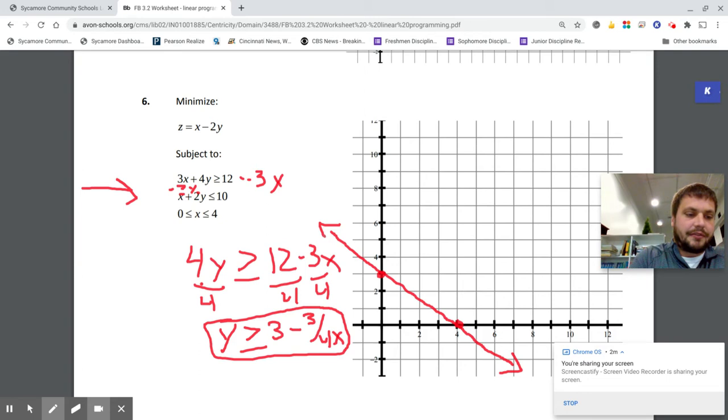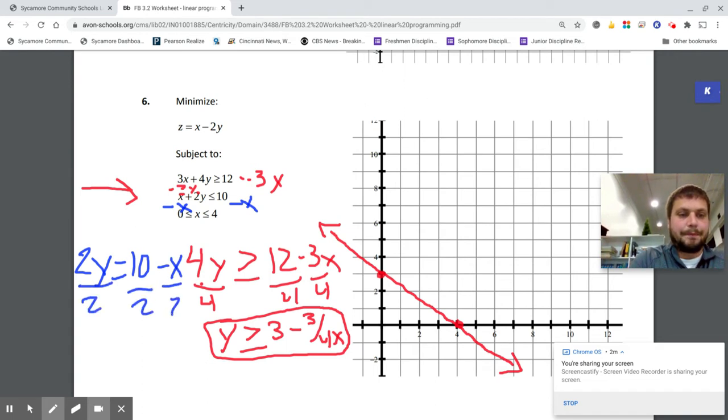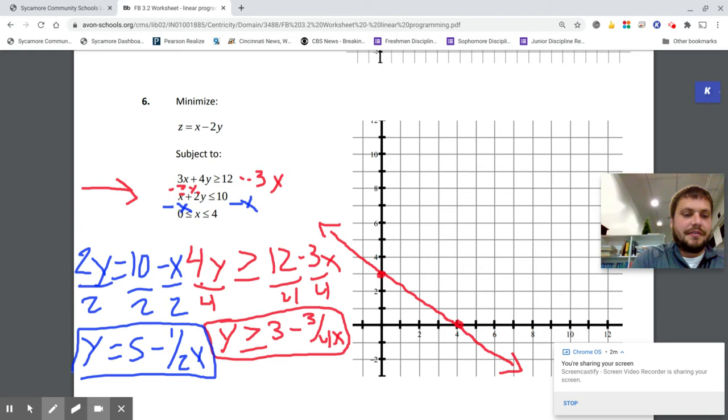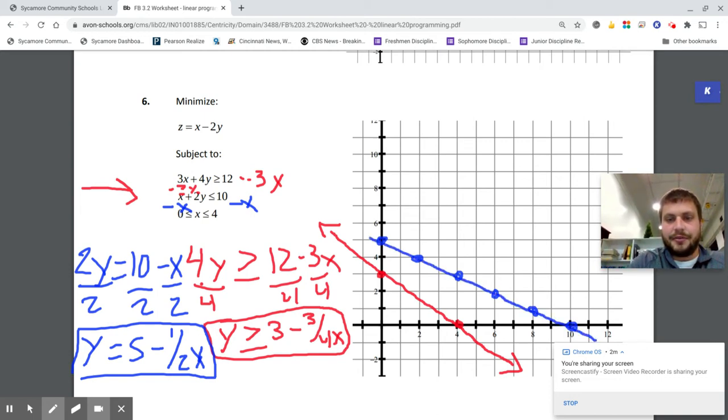All right, next restriction here I'll do in blue. The first thing I want to do there is minus x. So I have that 2y equals 10 minus x. I then divide by 2. And I get that y is equal to 5 minus 1/2 x. There's my next restriction. So I start at 5. I go down 1 right 2, down 1 right 2, down 1 right 2, down 1 right 2, down 1 right 2. Again, notice how I started at the y-intercept and I drew the line all the way through the x-intercept.